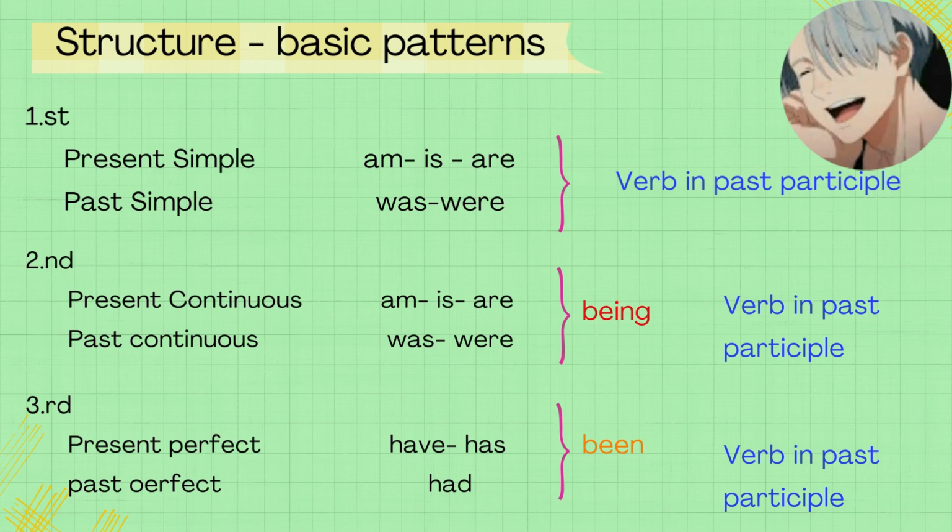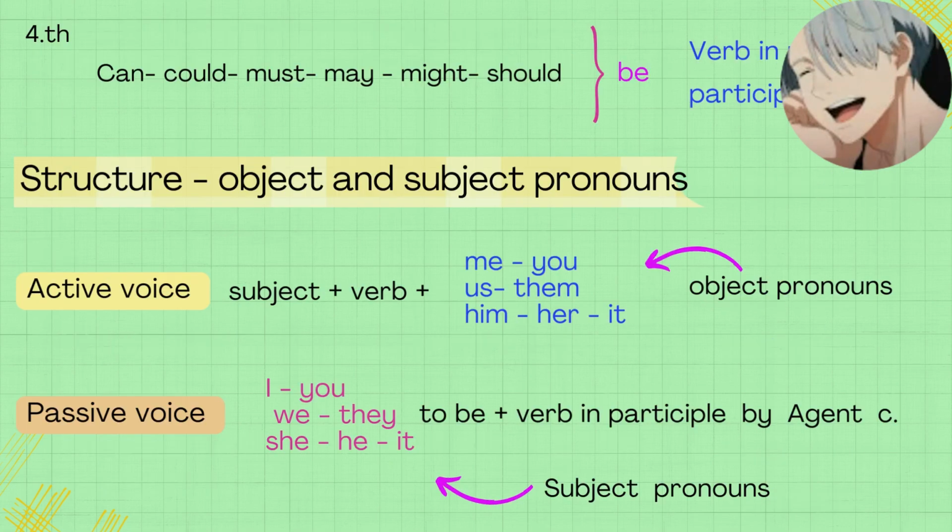The third, we have the perfect tenses, present perfect, have or has, and the past perfect, had. Then for have, has, or had, we will put been, and finally the verb in past participle. Fourth, modal tenses. If we have can, could, must, may, should, after the modal verb we will put the verb to be and finally the verb in the past participle, and only that.